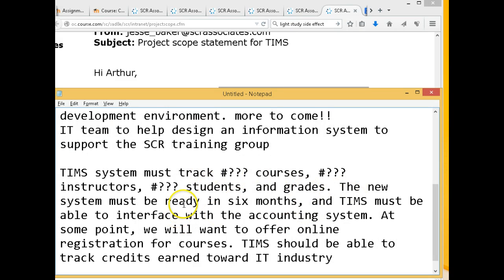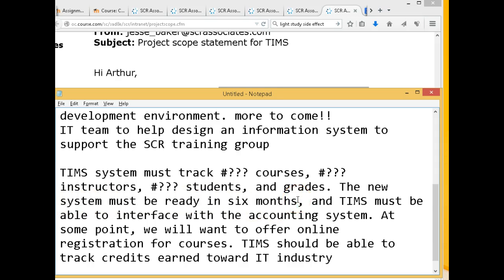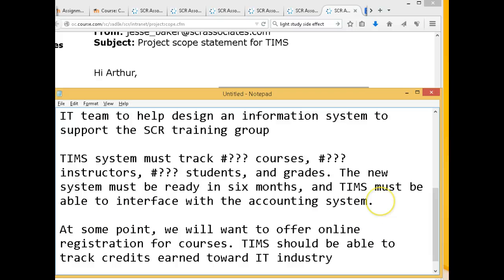Let's see. We've already been given by our supervisor 6 months. That may be something that we have to check. Is that feasible? Is that a schedule feasibility? We're getting the word now, must be ready, but that's our manager talking from what they understand. Give me a little more feedback, leeway some point in the future. So that's future.